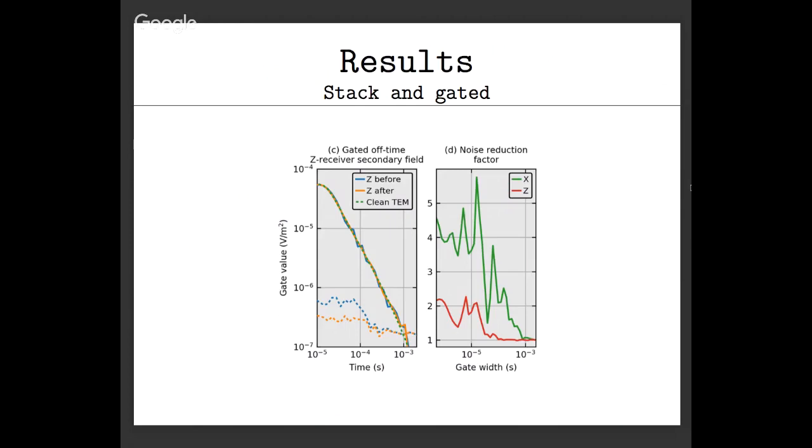Here's another representation, the noise reduction factor. For the X coil, we have a really powerful interfering signal. So we get a noise reduction factor of about 4 here, approximately, and then we drop off to basically no improvement at later times. And in the other coil, we have a reduction of approximately 2, dropping off to about 0.